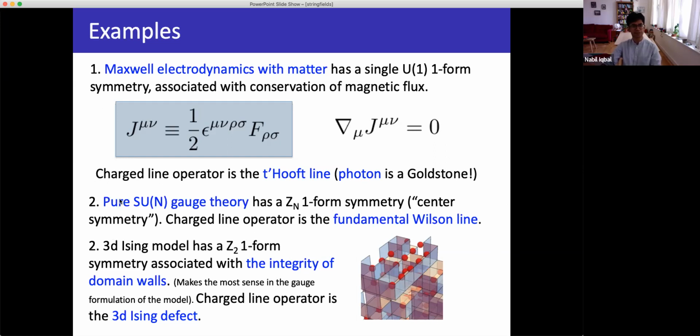And finally, if you don't like gauge theories, but you like statistical mechanics, the normal 3D Ising model, you can think of it as having a Z2 one-form symmetry associated with the integrity of domain walls. So what does that mean? The 3D Ising model has a bunch of spins that can be either up or down, but you can think about domain walls that separate up from down spins. Those domain walls never end. And that's a dynamical fact that has a symmetry associated with it. This statement actually makes the most sense if you formulate this as a Z2 gauge theory, but let me not get into that. But the charged line operator is something called the 3D Ising defect, which people do study.